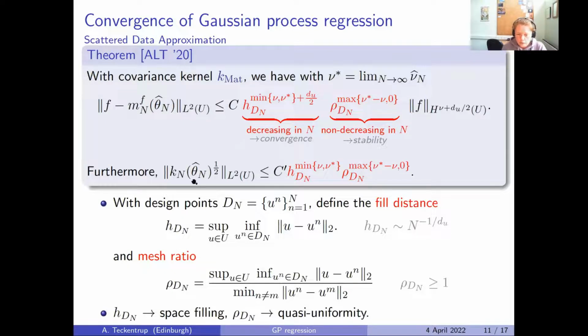And likewise, you have a result on the posterior variance, so the variance of the GP posterior with the estimated hyperparameters, likewise will go to 0. So usually this thing on the right-hand side goes to 0 as n tends to infinity. Okay. The way that the number of data points n enters is through these two different quantities.